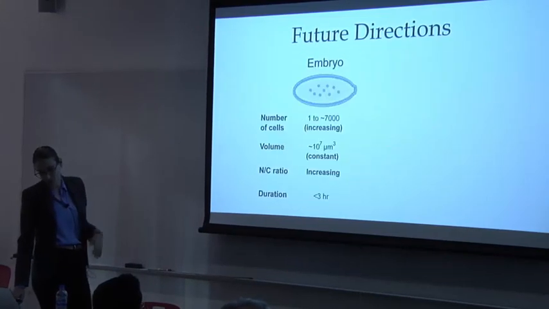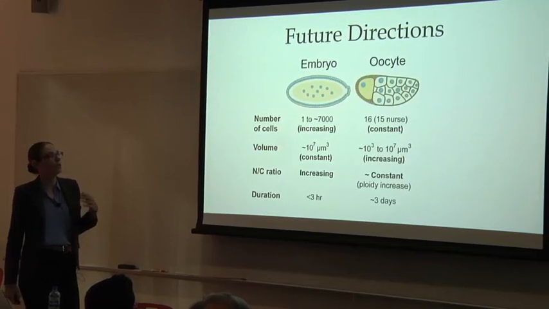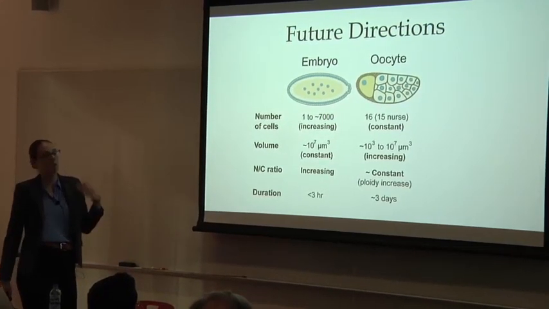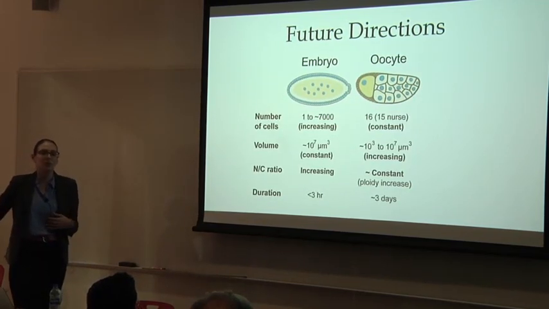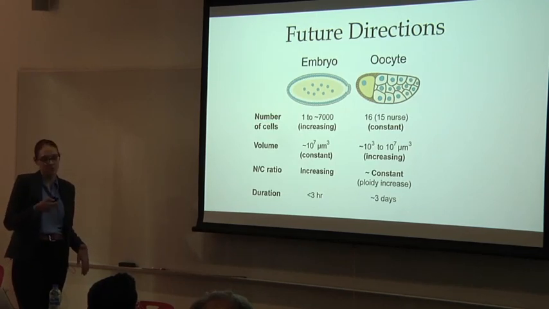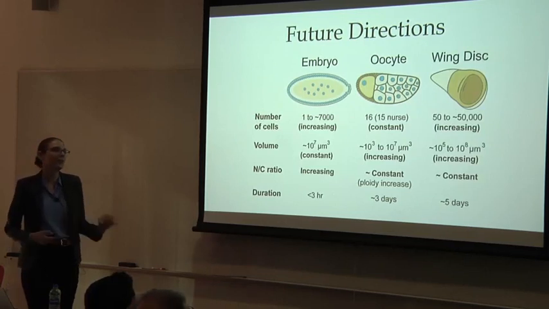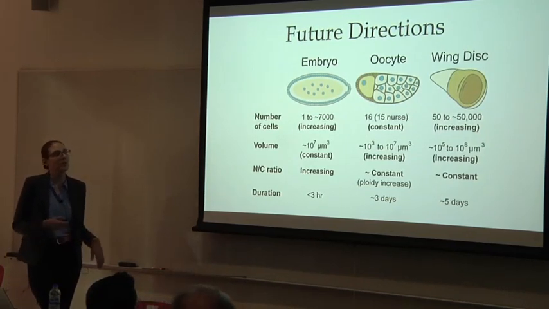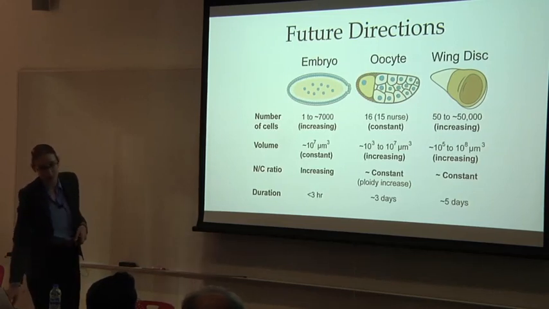And then in the longer term, I want to eventually move out of the embryo and into other tissues to look not just at cell size, but also at organ size, which can be fundamentally controlled in one of two ways. Either you control the cell size in an organ with a fixed number of cells, as is the case in the Drosophila oocyte, or you control the number of cells in a relatively fixed cell size organ, as is the case in the Drosophila wing disc. Those are the places that I am headed in the future.